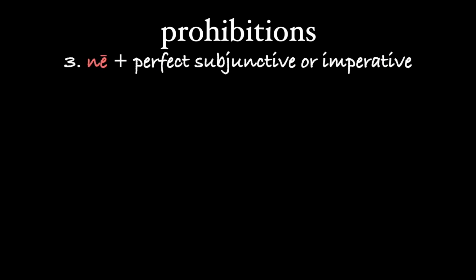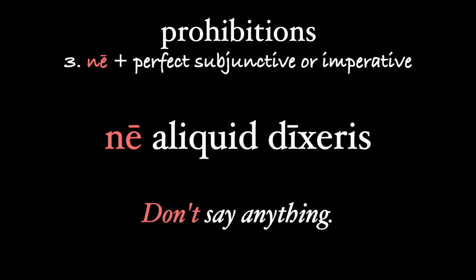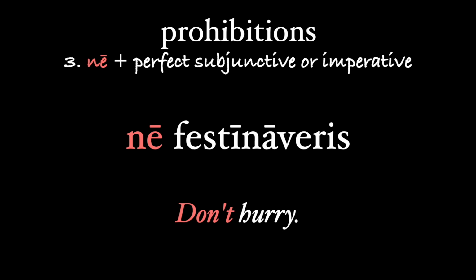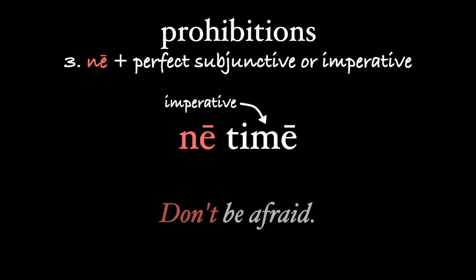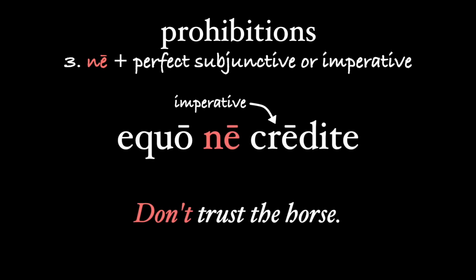The third way of showing prohibition is using the particle ne, plus either the perfect subjunctive or, in poetry and early Latin, with the imperative. So ne aliquid dixerīs, don't say anything, with dixerīs the perfect subjunctive. Or ne festīnāverīs, don't hurry. And ne goes with the imperative too, like in ne timē, don't be afraid, or this splendid bit from the Aeneid. Equō ne crēdite, don't trust the horse. This is Laocoön, prohibiting the Trojans from trusting the unlucky monster, as big as a mountain. They really should have listened to him.